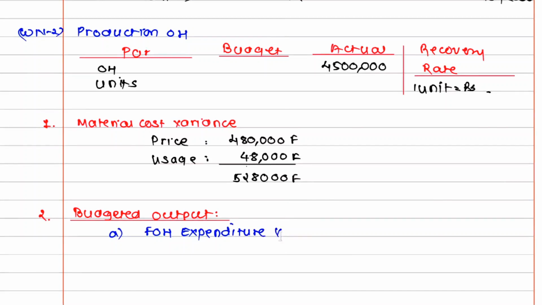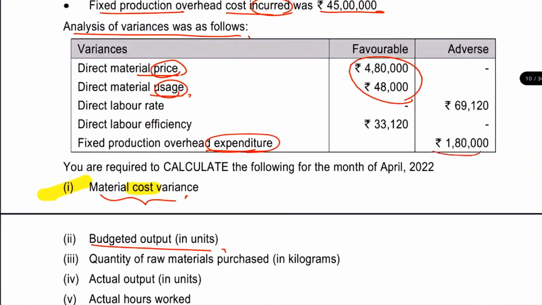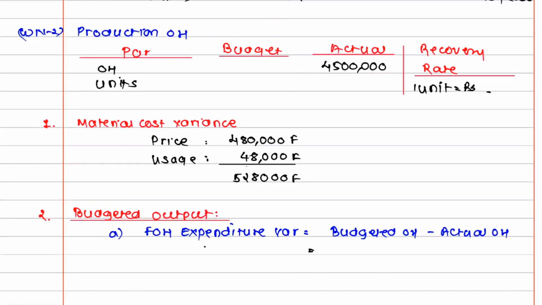ध्यान से please pay attention. Is equal to budgeted overheads minus actual overheads. Okay. So what was the expenditure you thought of and what have you actually incurred? That is expenditure variance. अच्छा, I don't know sir, I just know the expenditure variance का answer which is 1,80,000 adverse. Okay. Do I know the budget overheads? No sir, I don't know that. Okay, but I know my actual overheads which is 45 lakh. Can you give me the budgeted overheads?